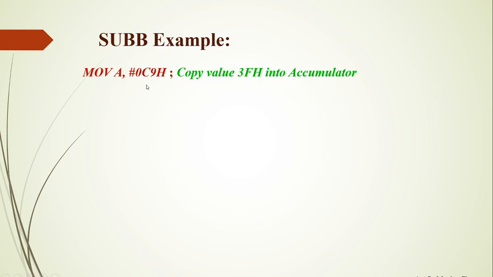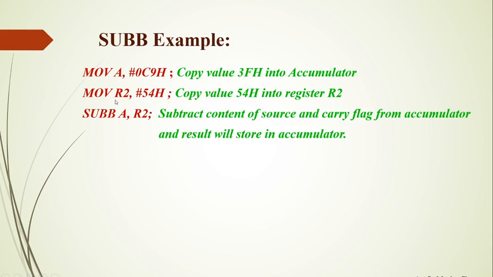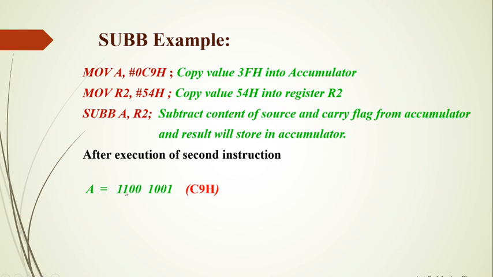First we are moving the value 0C9H into the accumulator, and now the second value 54H we are moving into register R2, and the third instruction is SUBB A, R2. That means we are subtracting 54H from C9H. Let's see what happened after execution of the instructions. A contained the value C9H, the register R2 contained the value 54H, and here the borrow, that means the carry flag, contained the value 1.